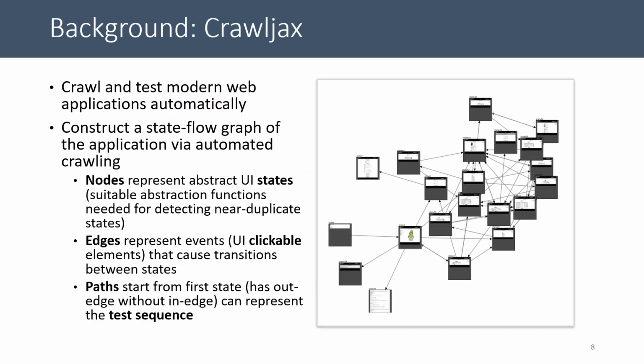Before I introduce the overview graph, I'll first introduce Crawljax. Our technique is based on this tool, which automatically crawls and tests modern web applications. It identifies and extracts clickable elements and states by crawling the web page. We can see the state flow graph on the right, constructed by Crawljax. Nodes represent the abstract UI states. Edges represent the events that cause state transitions between states. The nodes and the directed edges construct the paths. Paths that start from the first state can represent the test sequence.